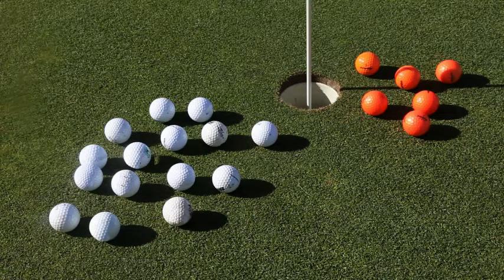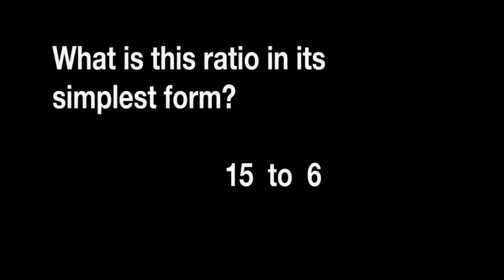There are 15 white golf balls and 6 orange golf balls on this putting green. This can be expressed as the ratio 15 to 6. You decide. What is this ratio in its simplest form?